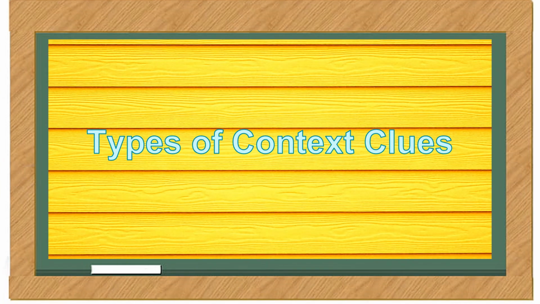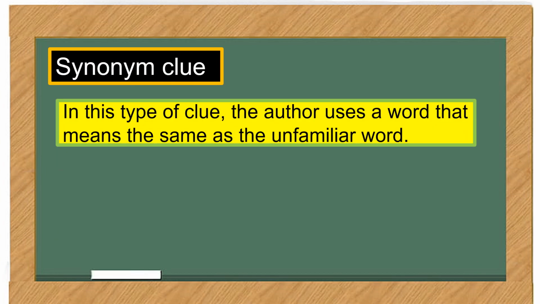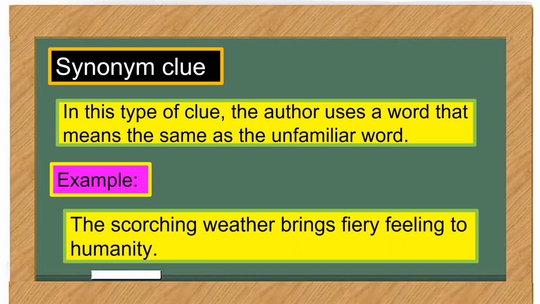Now let us study the different types of context clues. The first type of context clue is synonym clue. In this type of clue, the author uses a word that means the same as the unfamiliar word. Example: the scorching weather brings fiery feeling to humanity.